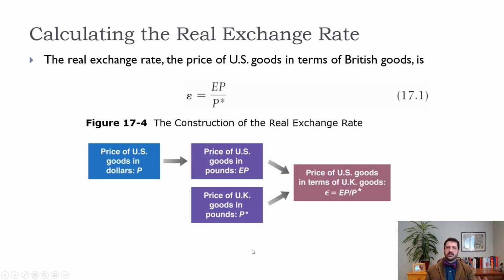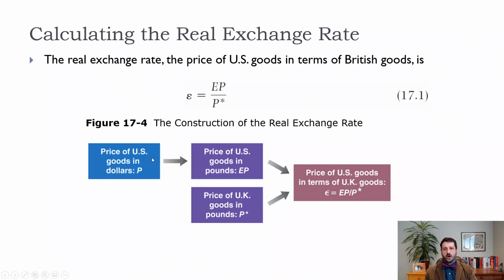Okay, so let's think about the real exchange rate. I said we're going to use this little epsilon as our real exchange rate. And so we need to think about how this gets constructed. Now, in this book, whenever we have an asterisk or a star next to a variable, that means it's the foreign variable. So remember to think home and foreign, or home and away, home and the trading partner.